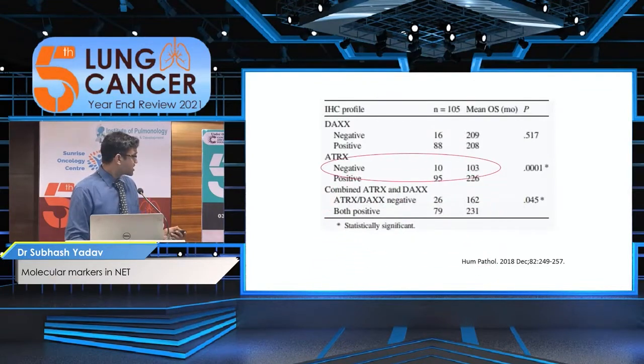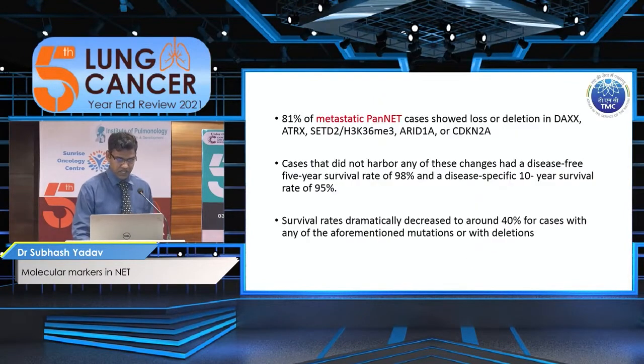So this was a paper in 2018 which showed that loss of ATRX has a markedly decreased overall survival compared to those patients with retained ATRX. However, when DAXX was negative, there was not much difference in the overall survival. When we come to metastatic pancreatic neuroendocrine or gastropancreatic neuroendocrine tumors, in addition to DAXX and ATRX, they may show ARID1A and CDKN2A mutations. Patients which do not harbor these mutations have a better survival, whereas if harboring either of these, it markedly decreases the survival to around 40%.